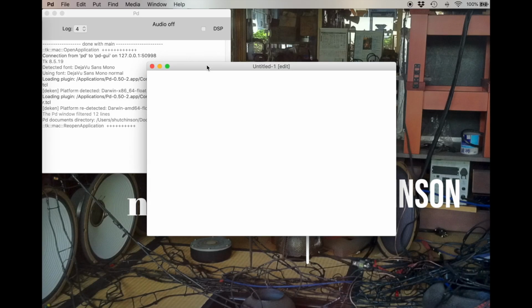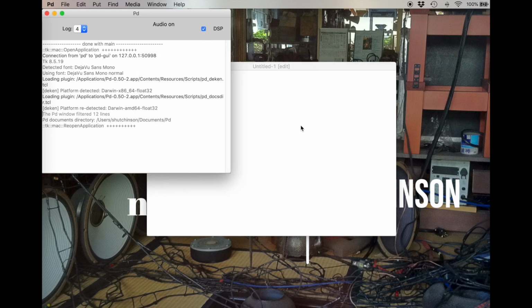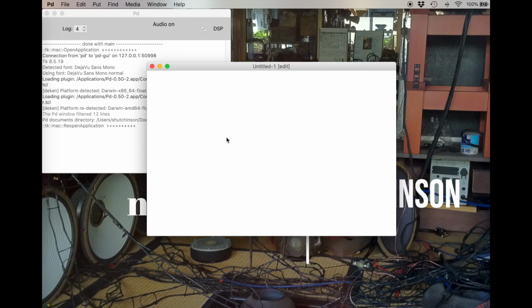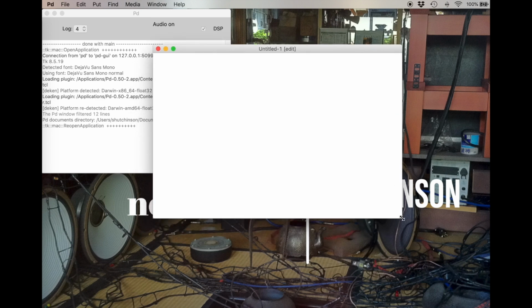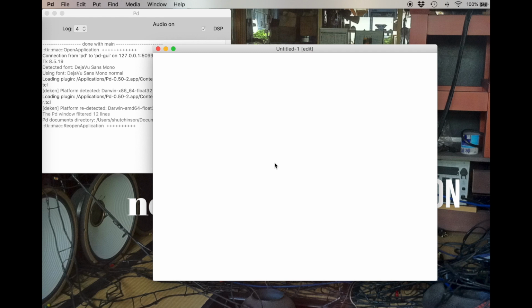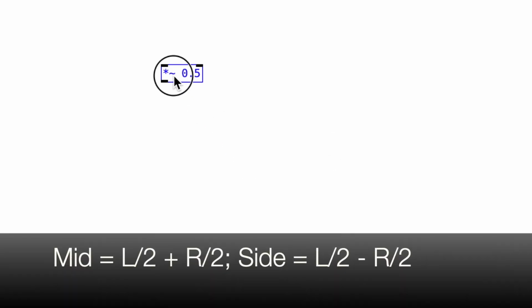All right, so let's build some mid-side processing into PD. You may have already figured this out, but let's just walk through it. Let me turn on my DSP real quick here. I'm just gonna make the mid-side part before I make anything that makes sound, so we're clear on what part is doing what. Let me start, Command 1, multiply tilde 0.5. Remember, we need both the left and the right, so I can go Command D. Left will come in here, right will come in here.